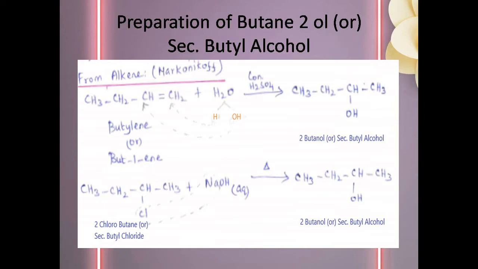The next preparation is from 2-chlorobutane. The chlorine is present in the second carbon, so the IUPAC name is 2-chlorobutane. Common name is secondary butyl chloride. Here it is going to be added with aqueous sodium hydroxide. Aqueous means substitution reaction, so the chlorine is substituted by the OH group. We get the prescribed product.